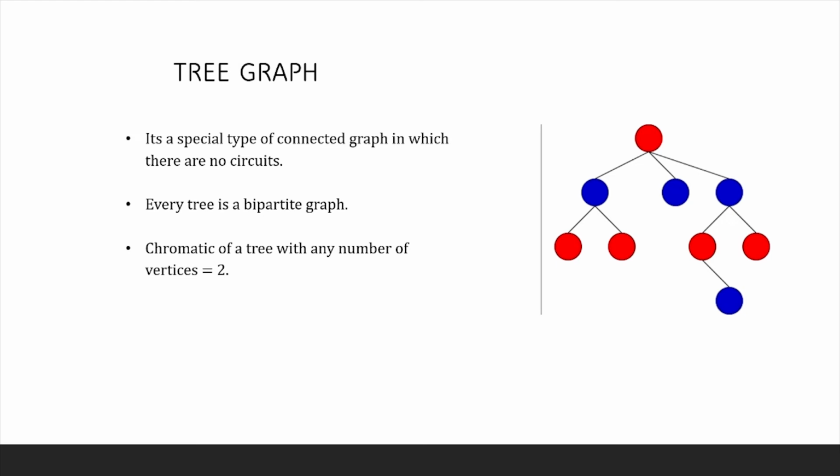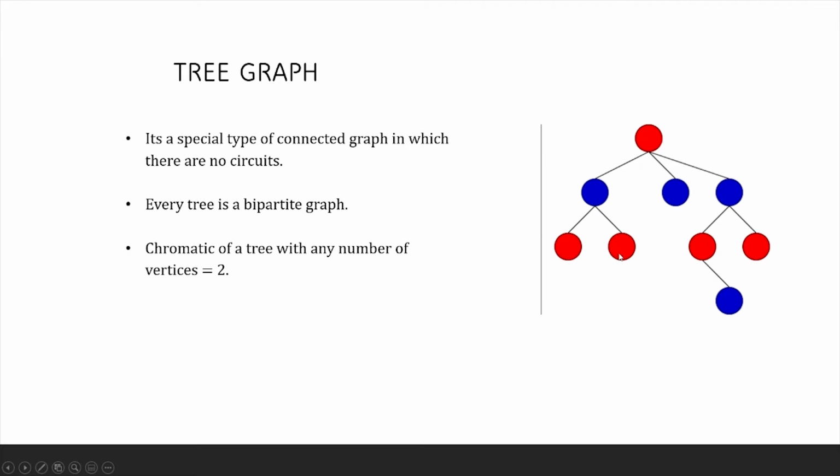So for the last type, tree graph. It's a special type of connected graph in which there are no circuits. Every tree is a bipartite graph. So shown in the example figure, this is the first bipartite graph, this is the second one. So it means every tree is a bipartite graph.